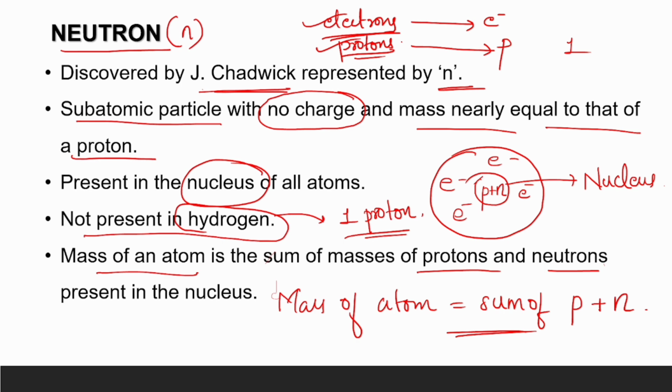These are the important points regarding neutron. So you should revise the electron, its charge and mass, the proton, its charge and mass, and the neutron, its charge and mass.